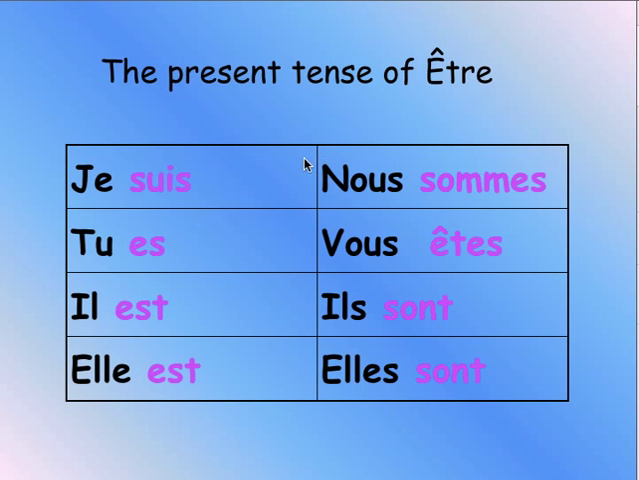Present tense of être. Je suis, I am. Tu es, you are. Il est, he is. Elle est, she is. Nous sommes, we are. Vous êtes, you are. Ils sont, they are. Elles sont, they are, all female group.